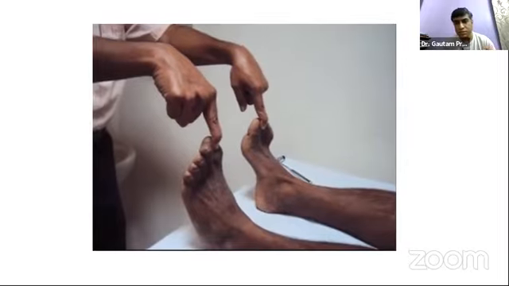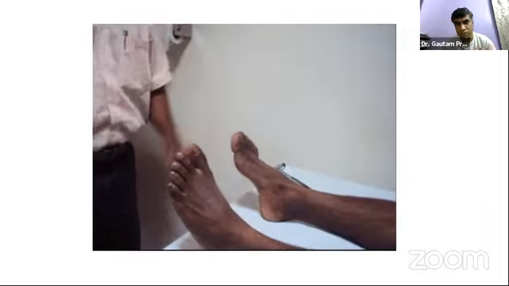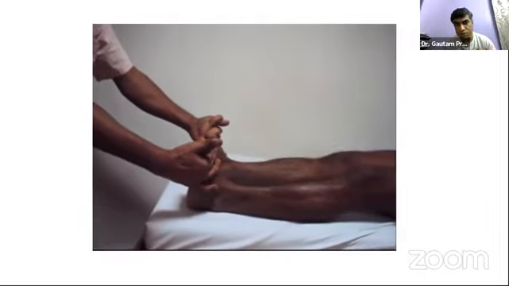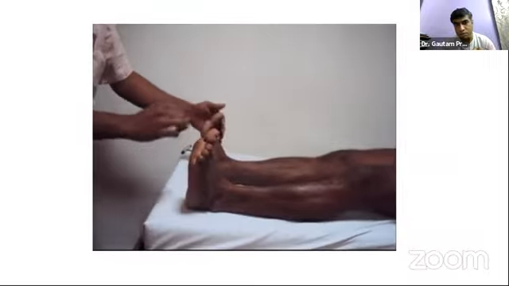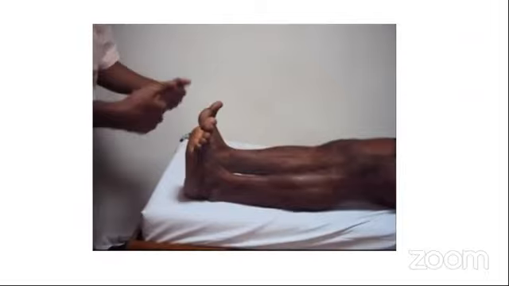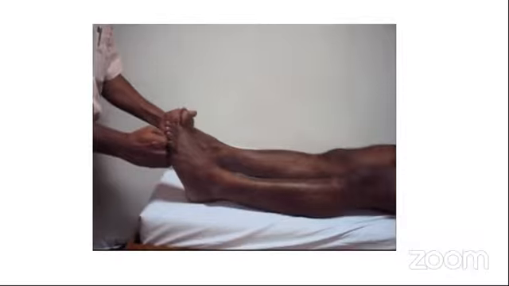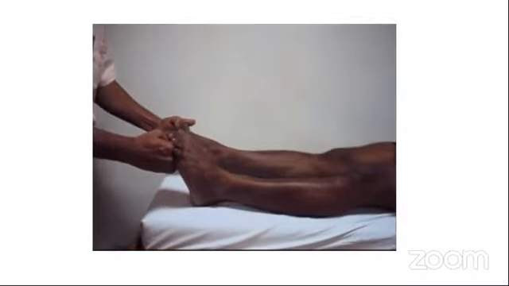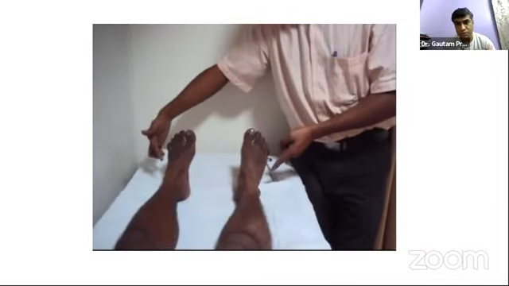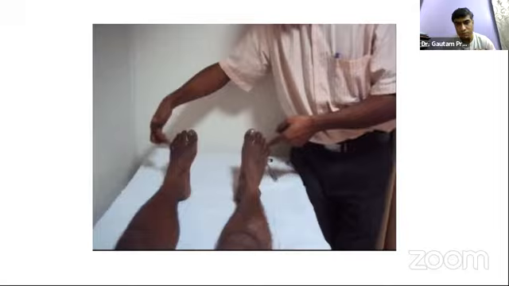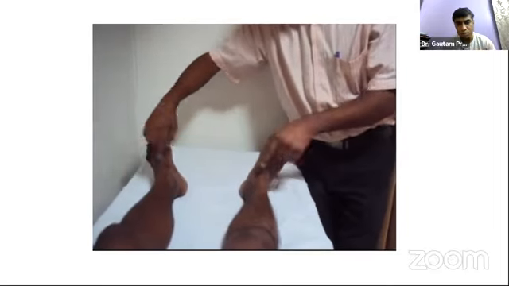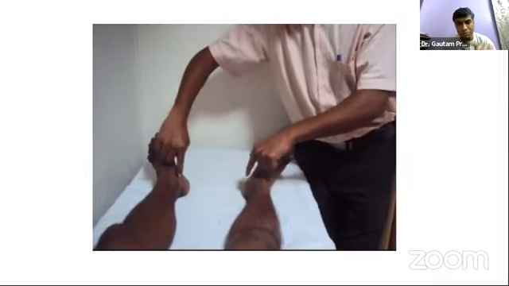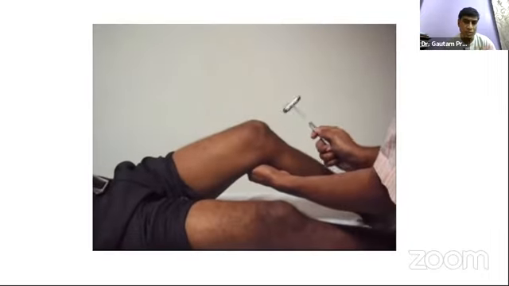EHL testing: keep your fingers right at the tip of the extensor hallucis longus. FHL testing, dorsiflexors, and then plantar flexors. Then for the sensory dermatome, L5, S1, a specific region for this S1, and then lateral malleolus for L4. Medial aspect of the knee, that is L3.